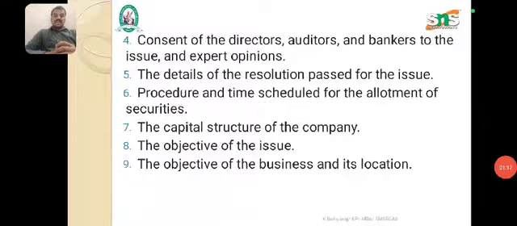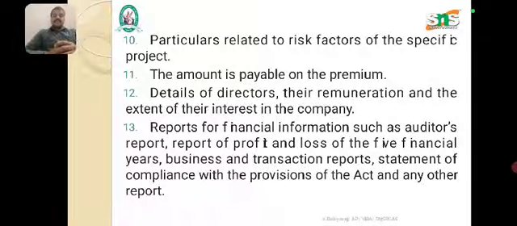Content number 6: procedures and time schedule for the allotment of the securities. Content number 7: the capital structure of the company and the object of the issue. Content number 9: the objective of the business and its locations. Content number 10: particulars related to the risk factors of the specific projects. Content number 11: the amount payable on the premium. Content number 12: details of the directors, their remuneration and the extent of their interest in the company.